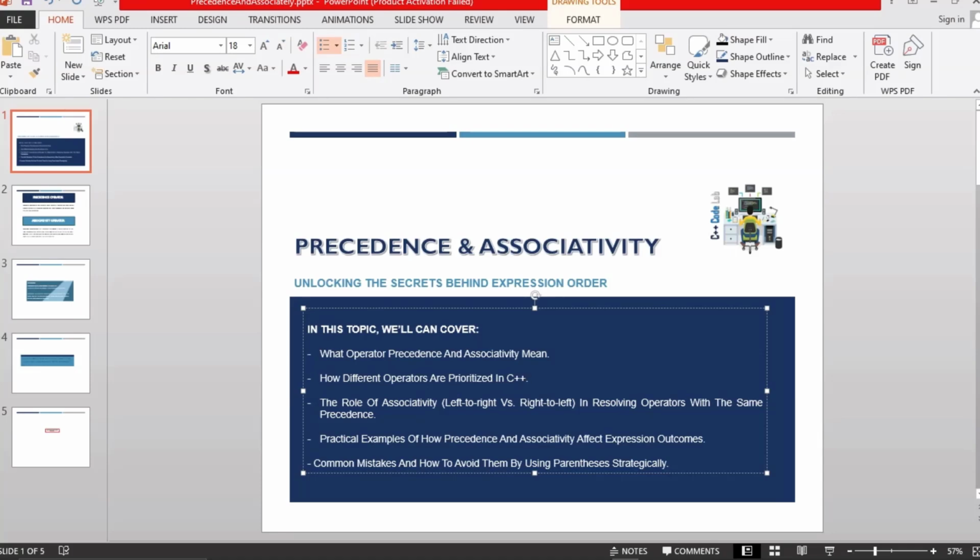Then the rules of associativity: from left to right versus right to left in resolving operators with the same precedence. We will understand what associativity means and how we can use it, by considering it left to right or right to left. Next we will practice examples, showing how precedence and associativity affect our expression outcome.